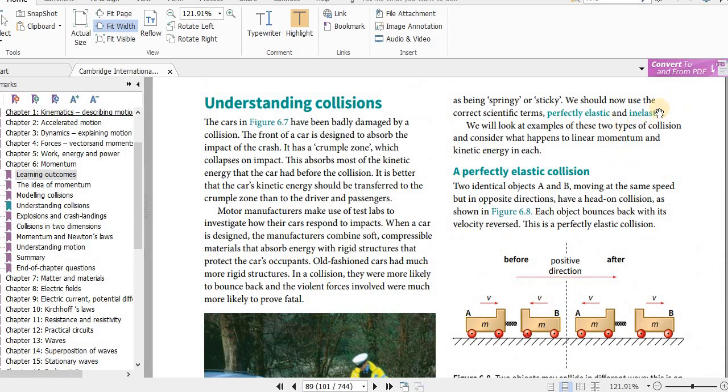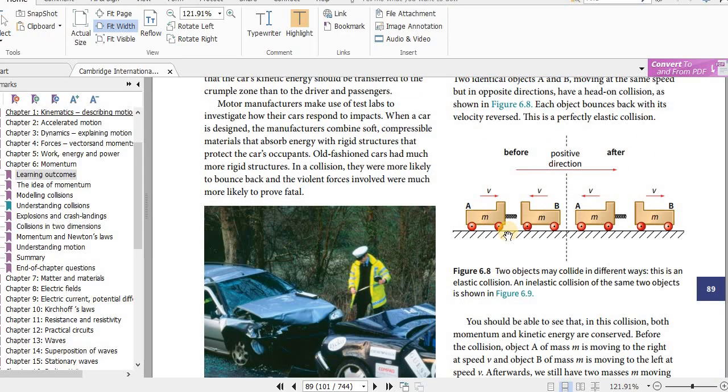We should now use the correct scientific terms: perfectly elastic and inelastic. I already explained that. Now we will anyway go through this. So let's say a body of mass m is traveling at a velocity v. Another body of mass m is traveling at the same speed but in the opposite direction to this one. Then if they collide, since the momentum is conserved, this is what you can have. So here m times v plus m times v, that is 2mv. That is the total momentum before collision. Now the total momentum after collision is again the same, you can see.